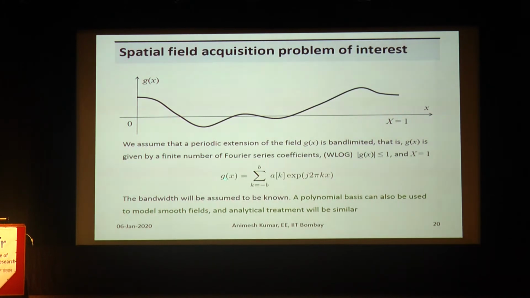The field g of x has a finite number of Fourier series coefficients, and it allows us to write this kind of harmonic series. Like I said, we can use a polynomial basis or any other smooth field basis where simple properties like orthonormality and linear space structure are satisfied.